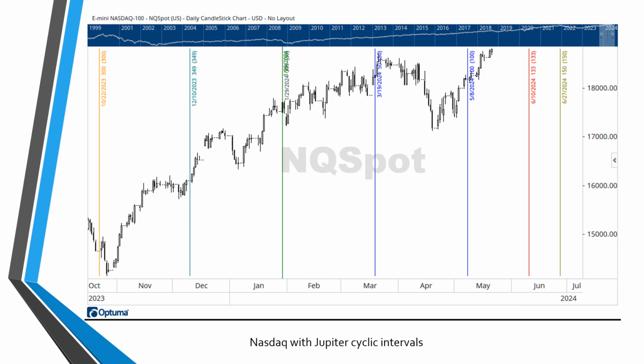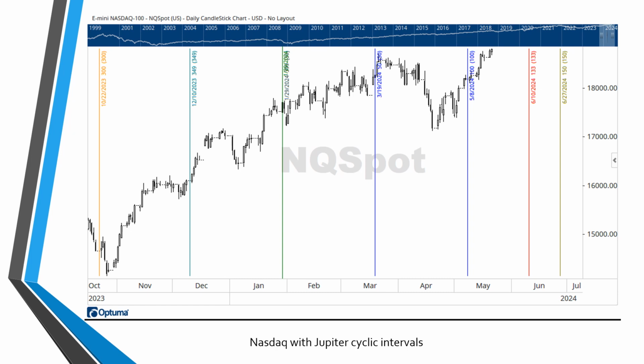300-day fraction of the overall 399-day synodic cycle. And look what happened in October of 2023. Literally 4 days after that 300-day interval, bang, Nasdaq made a swing low, and from there it rallied and took off running hard.